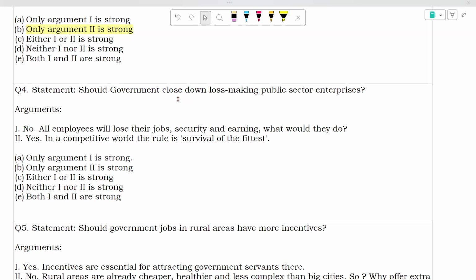Okay, now come to the second. Yes, they should be closed down. In a competitive world, the rule is survival of the fittest. Tell me first: is it a good argument not to privatize or not to close down the loss making PSU?